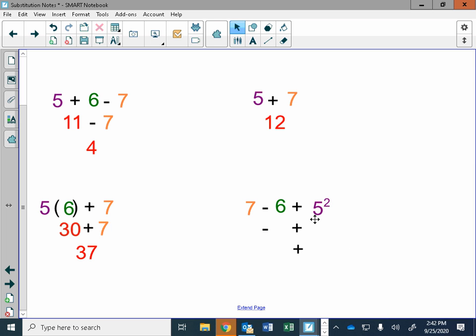Now it's just a matter of following our order of operations. Order of operations says we have to take care of this exponent first. Well, 5 to the second power is 25. So we're going to have 7 minus 6 plus 25. Now we have subtraction and addition. We'll do it as we come to it, left to right. So 7 minus 6 is 1, and we bring down the plus 25. One operation left. 1 plus 25 is 26.